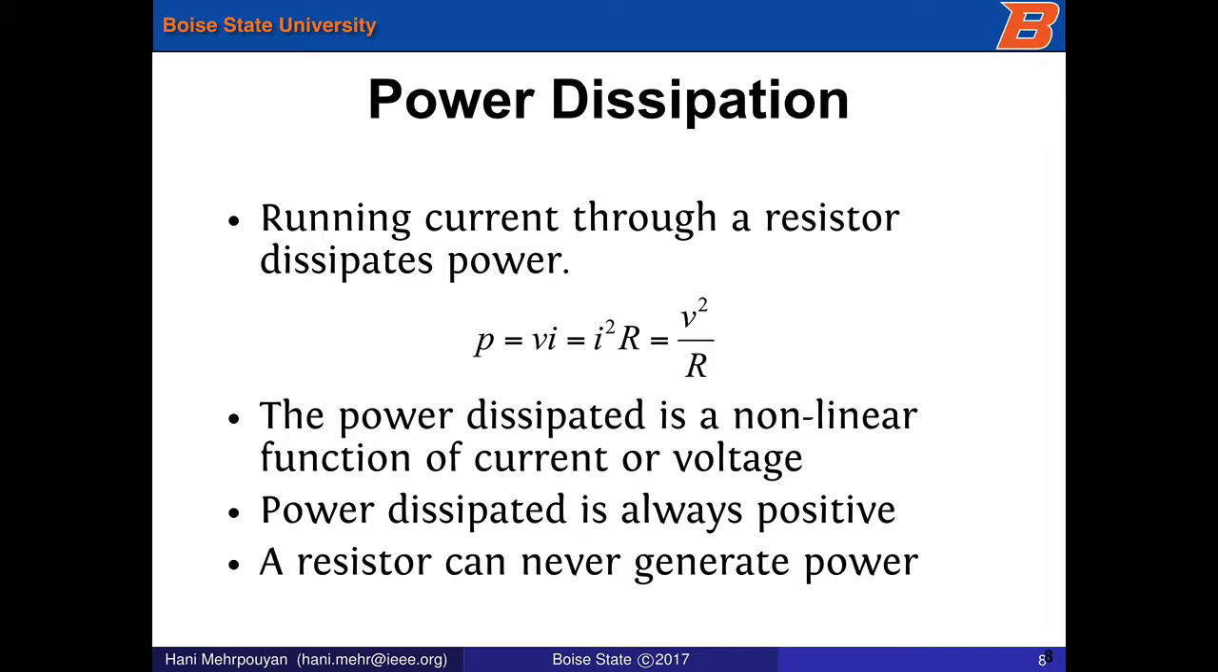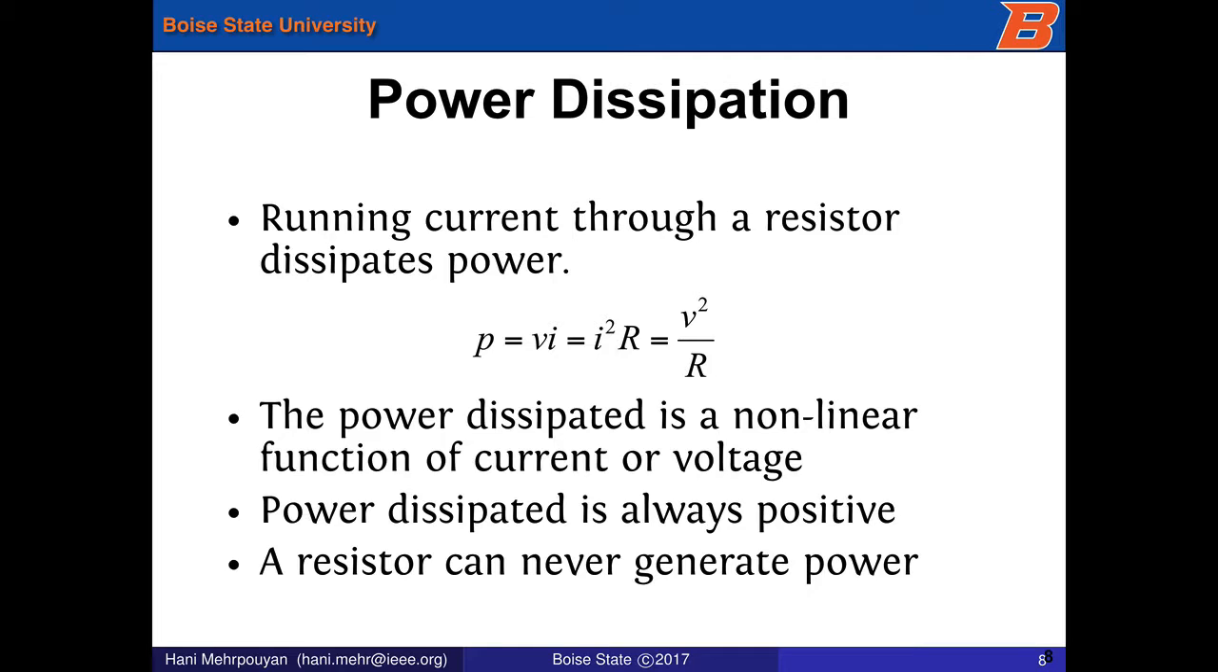So resistors always dissipate power, and the relationship between the power that is dissipated and the resistance is given by I squared R, or V squared divided by R. That can be easily derived based on the expression we have, which is P is equal to VI. We can replace I by V divided by R, so we get the expression V squared divided by R, or we can replace V by IR, which makes us arrive at the equation I squared R. So the power dissipated in a resistor has a nonlinear relationship with the current and voltage.